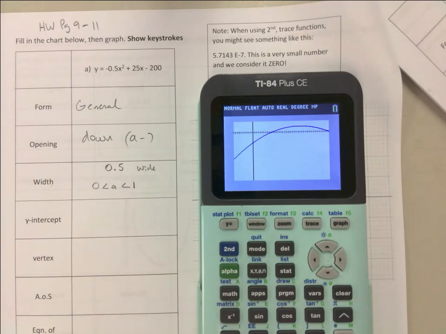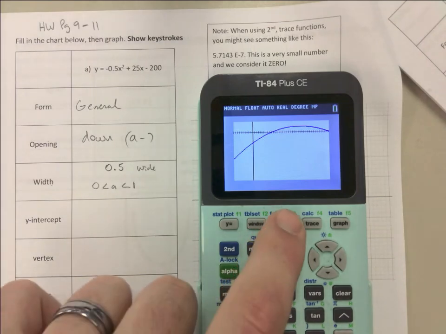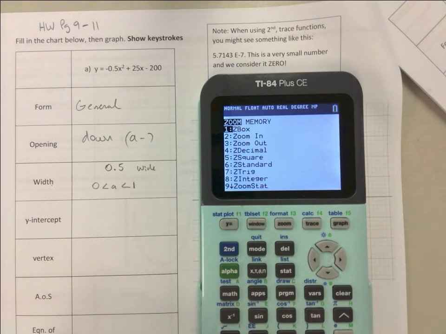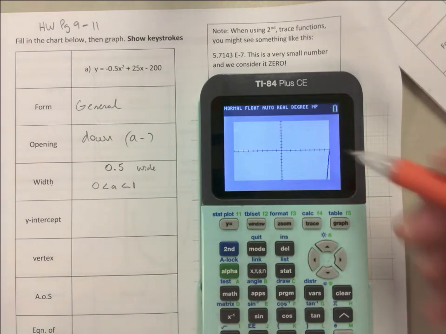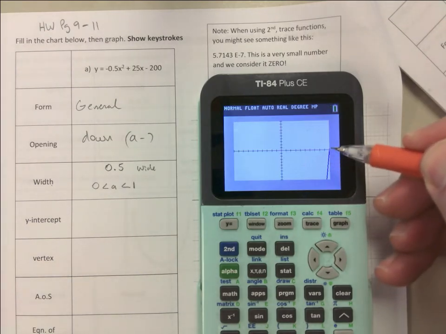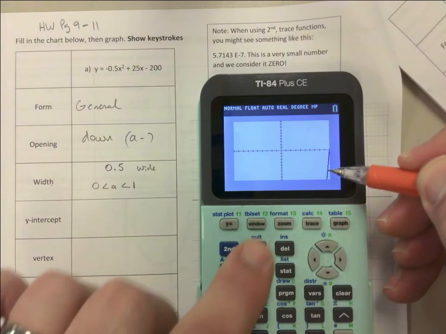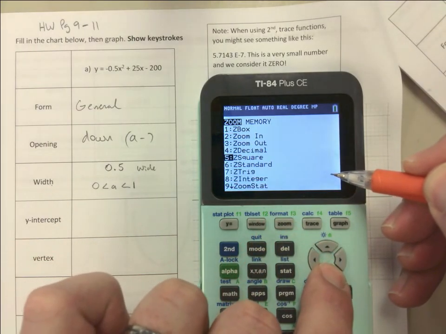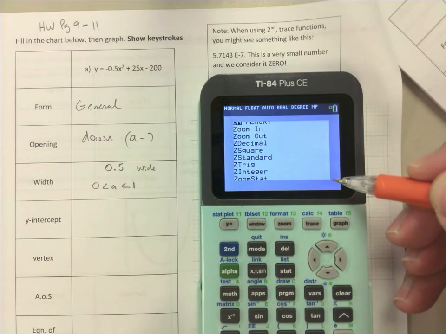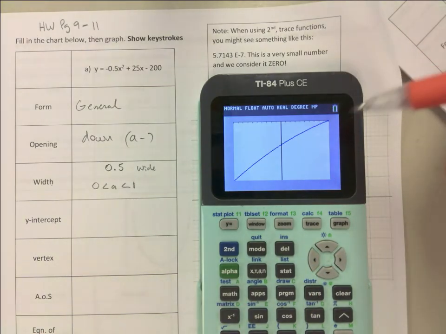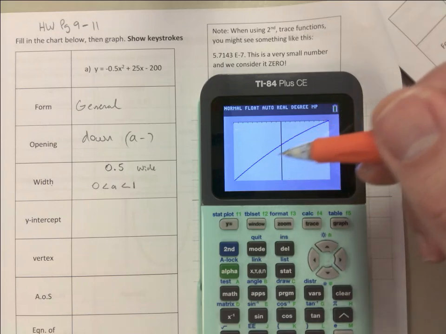However, let's imagine, I don't know where you're at, guys. I'm trying for you to not get lost with this lesson, so I'm going to go zoom 6. Let's do a standard window. I just see a little bit of the leg there. Okay, so I'm going to do zoom fit. So if you're lost, this can help you out.